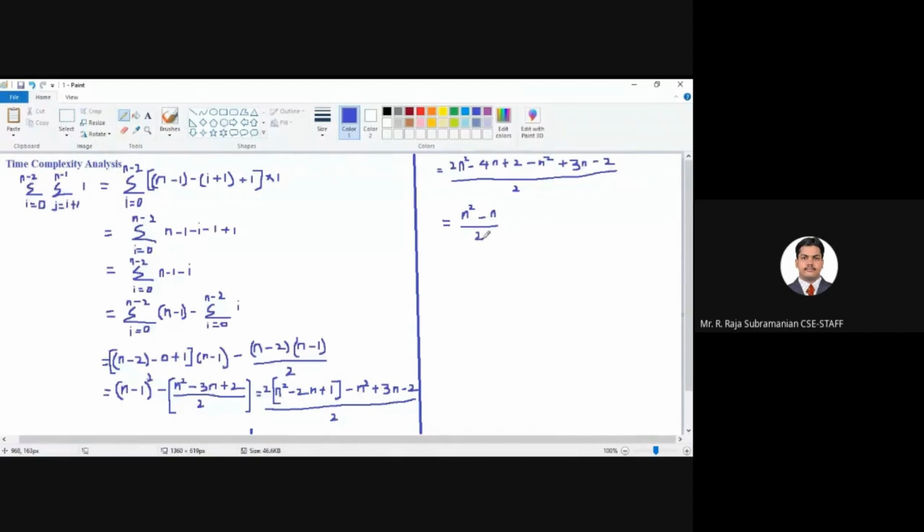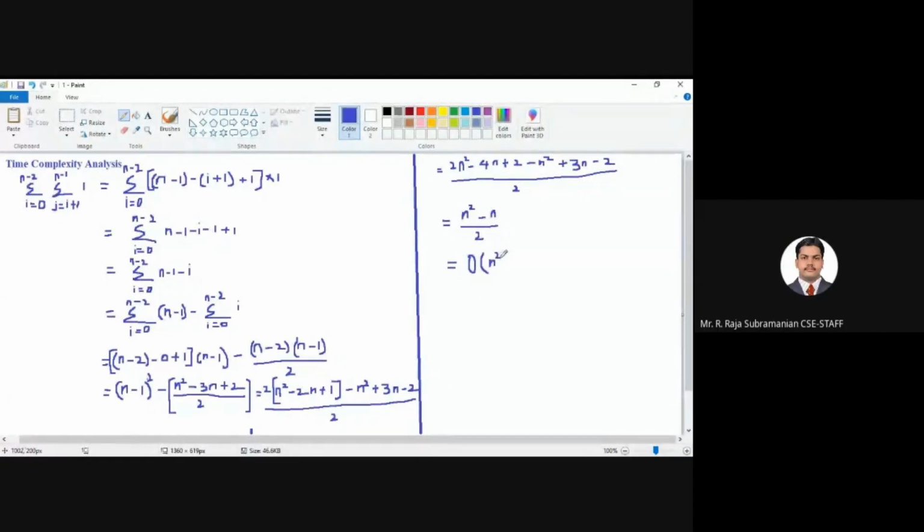2 is a constant. Remove the 2. And you are going to find the worst case and not the best case. If I was taking the worst case, I should take the maximum polynomial here. What is the highest polynomial here? n squared. So what will be the final answer? Big O of n squared.